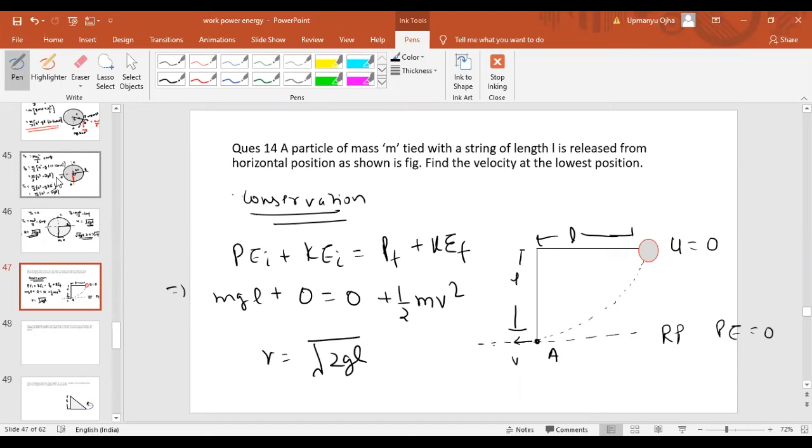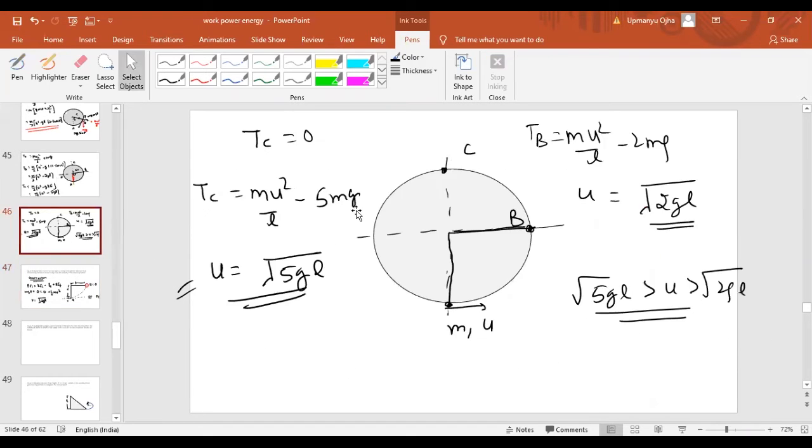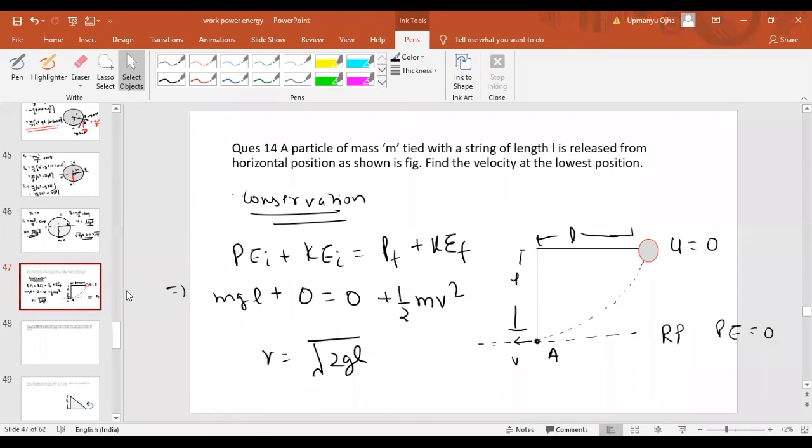Now if you look at the vertical circular motion, what is the condition to reach point B? Root 2gl. So if you release the ball from B also, when it reaches the lowest point, its velocity becomes root 2gl. One more point: basically the energy is being conserved here. Whatever energy is at A, if it reaches B, that energy will be converted. So velocity at the lowest point will be equal to root 2gl.